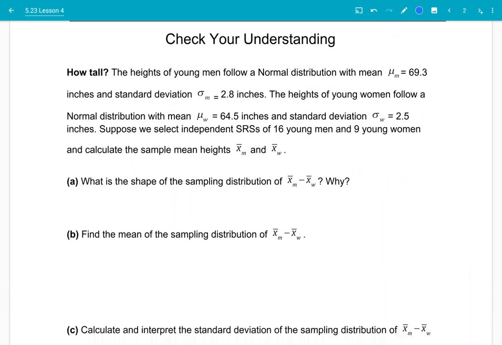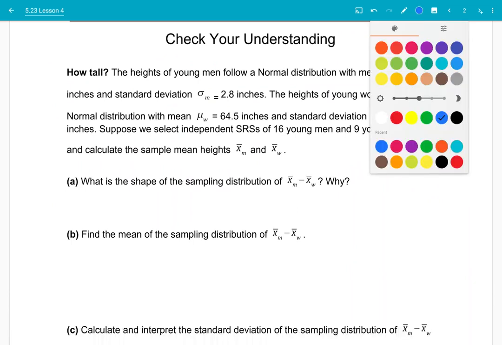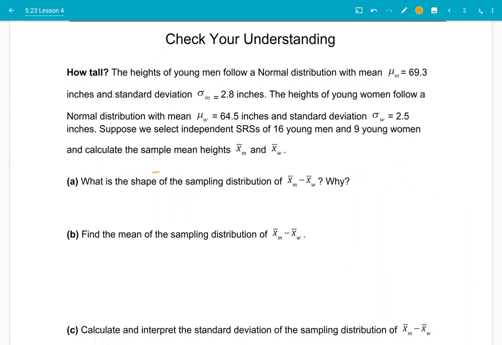Okay, so let's start in with what we know. The shape, I'm going to color coordinate these for you. The shape of our sampling distribution is going to be approximately normal.